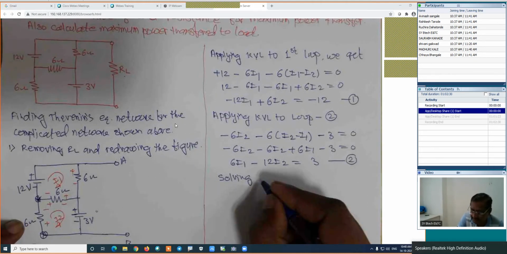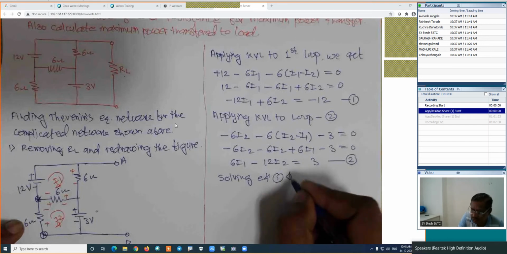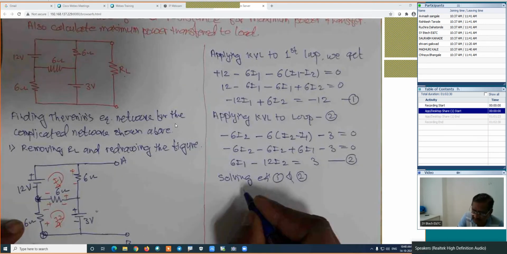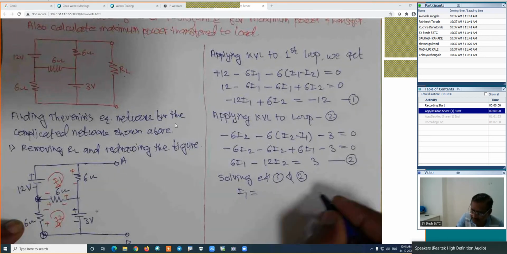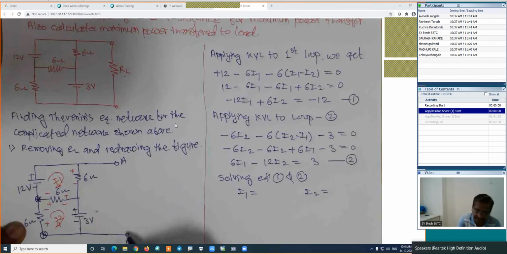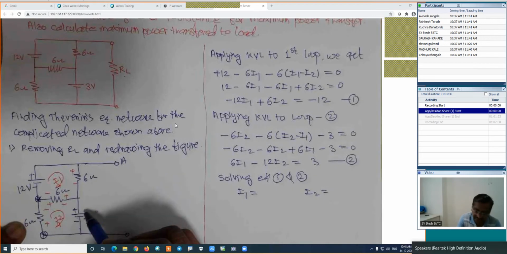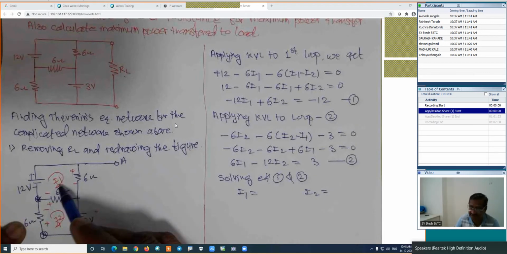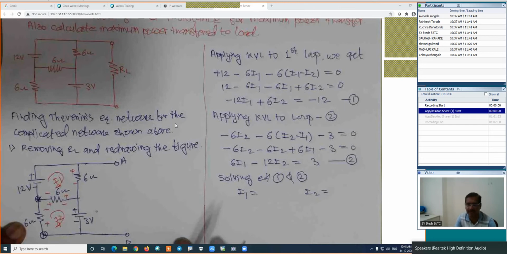Solving equation number 1 and 2, we will get I1 and I2. Now find out the values of the currents I1 and I2. In this case, we are more interested in I1 rather than I2 because we will use this path. In that case, this potential is already known. We want to find out this potential, which means we are interested in I1. I'm expecting the answers from your side. Solve these two equations and find out the values of the currents I1 and I2.